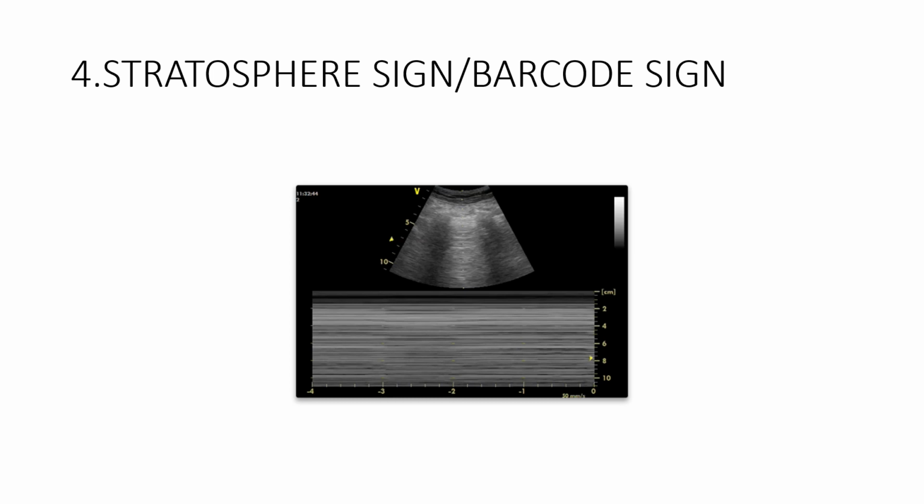Now coming to the fourth sign, the stratosphere sign or the barcode sign. This sign is seen in pneumothorax, where the lung sliding sign is absent. This absent lung sliding appears on M mode as uniform horizontal straight lines, where the grainy or sandy appearance is not seen due to the absence of movement of the pleura, which is seen in pneumothorax. So the stratosphere sign or barcode sign is a sign seen in pneumothorax.